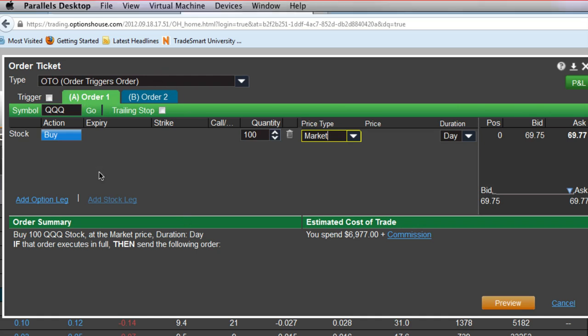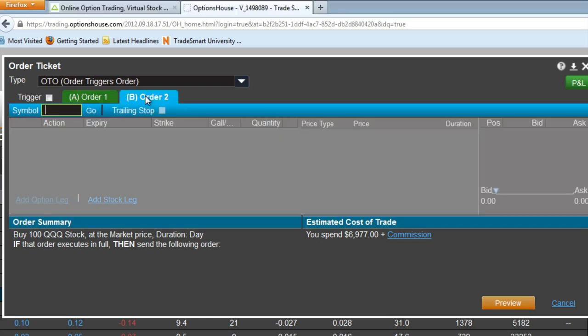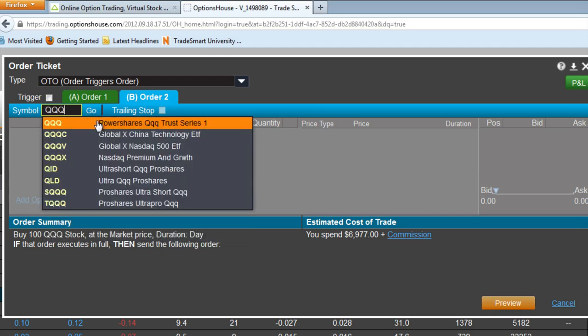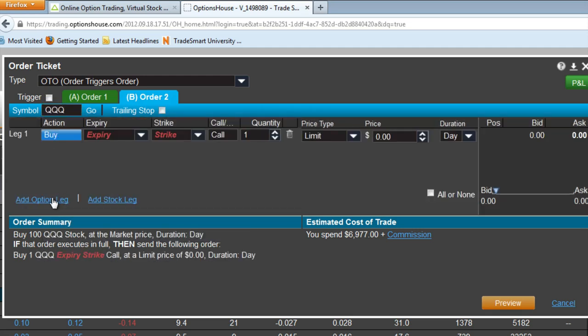Now, this leg right here gets us into a long stock position. I said we're going to do a trigger. I didn't mean we're going to do a trigger here. This is all we need to do right here. We just need to get into the trade. Now, the next thing we're going to do is trigger, once that order is done, an option leg to buy or to sell. We want to sell the covered call.